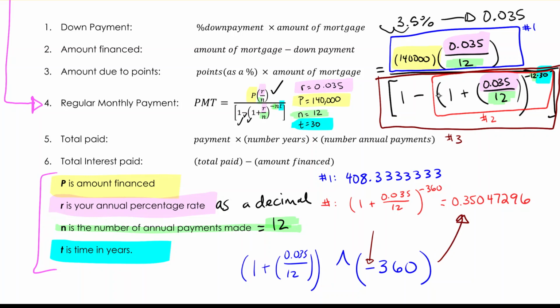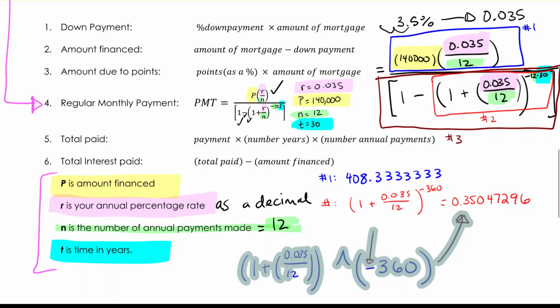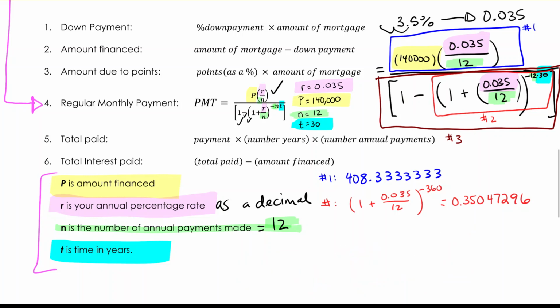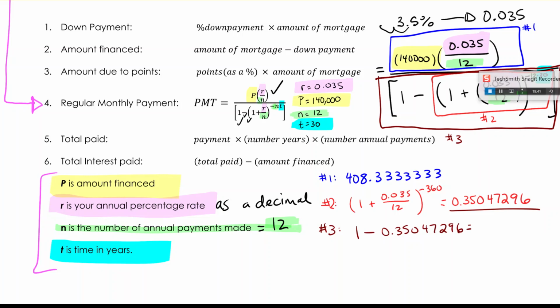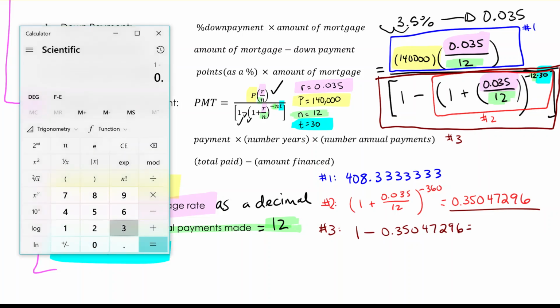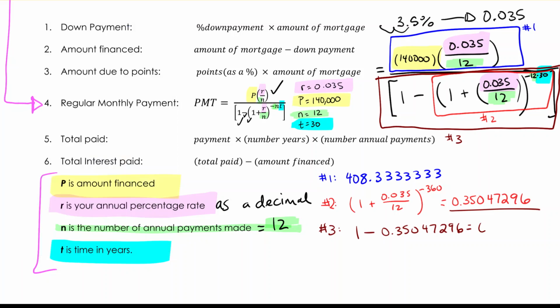Next up, we know to find the value of the total bottom, it's 1 minus that number we just found. So we're taking this complicated formula and breaking it down into pieces. Number 3 is saying 1 minus the number that you just found for 2. And that will be equal to 1 minus 0.35047296. That 0 point, and we'll write out all those decimal places.